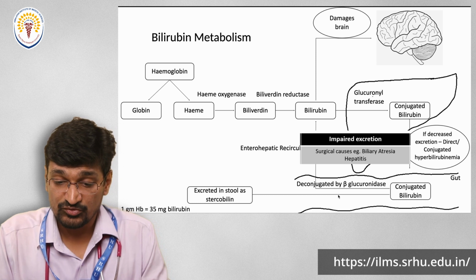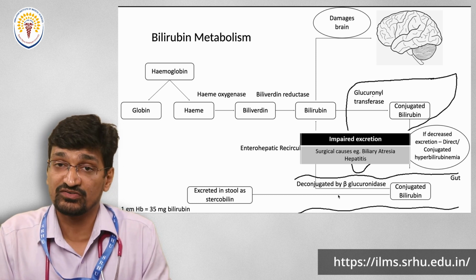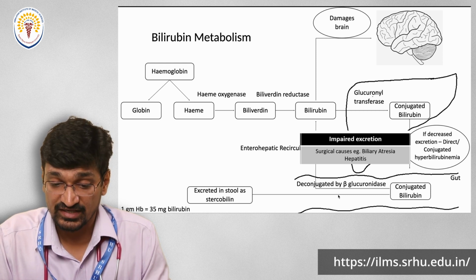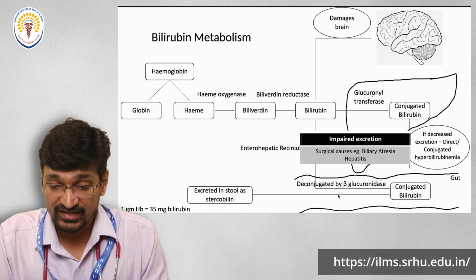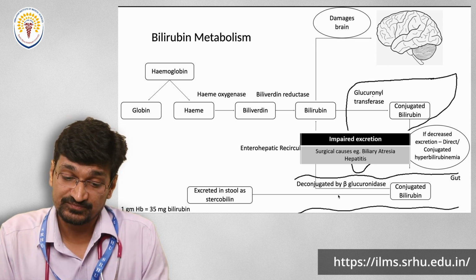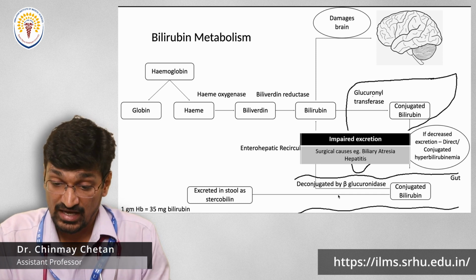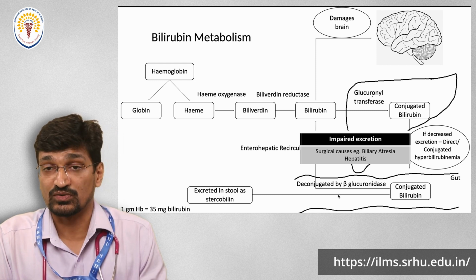The third category would be when there is impaired excretion of the conjugated bilirubin from the liver into the gut. But the catch over here is that in blood, unconjugated bilirubin will be normal, but conjugated direct bilirubin will be increased. This is called neonatal cholestasis, and in such cases, surgical causes like biliary atresia should be ruled out.